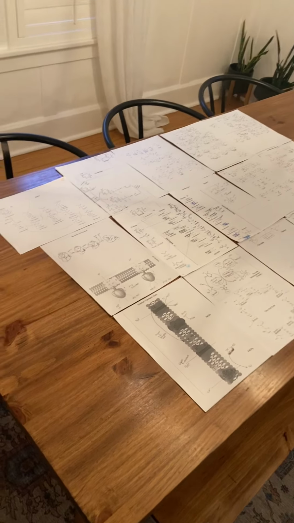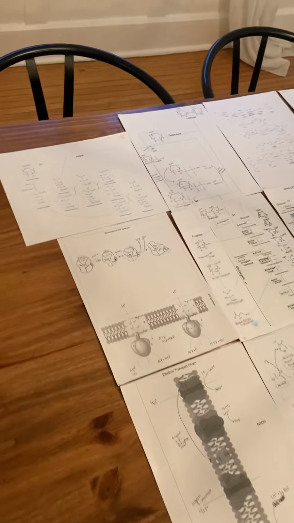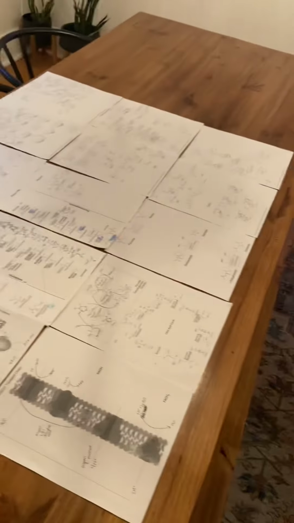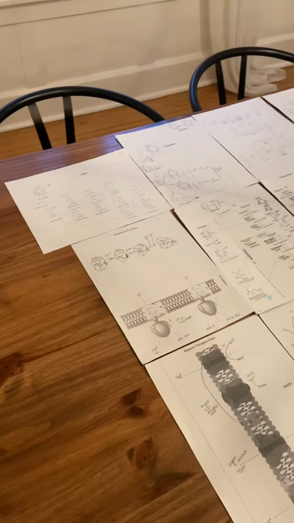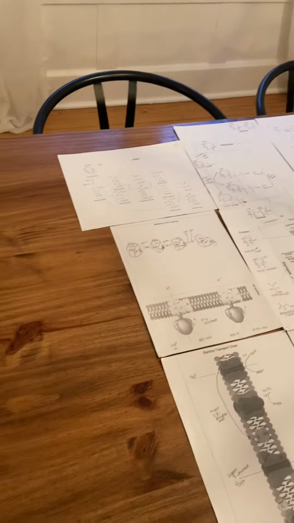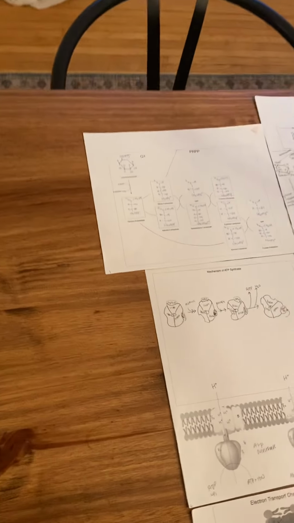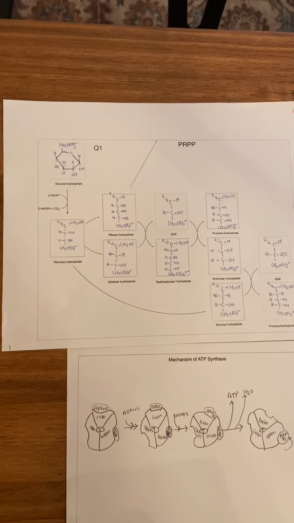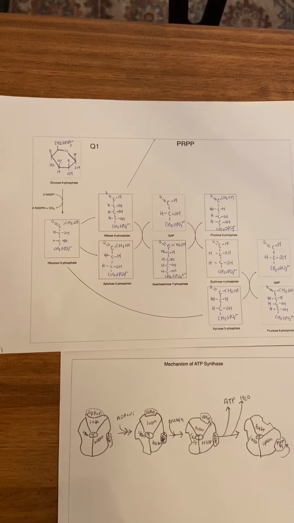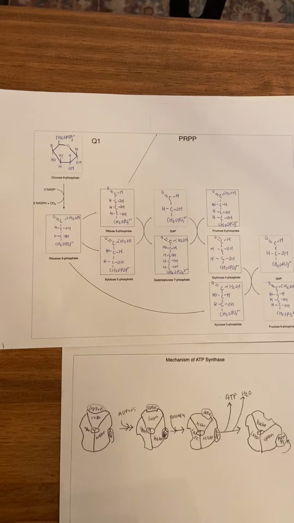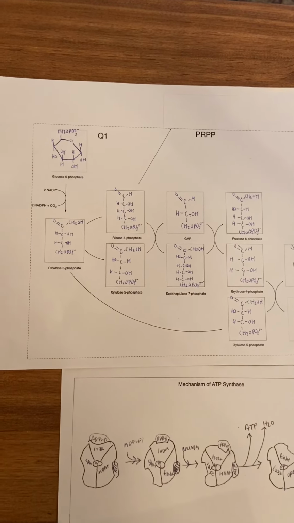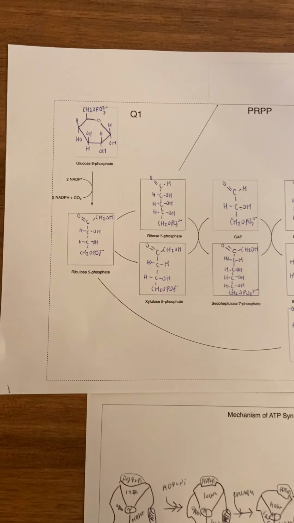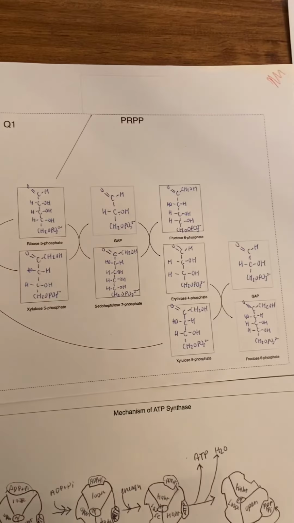Okay, so I'm going to talk about some of the labs that we've done over the last semester. Specifically, we're going to start over here with the pentose phosphate pathway. First, we're going to talk about ribose and CO2. So ribose is a sugar that is synthesized from glucose, obviously via the pentose phosphate pathway.